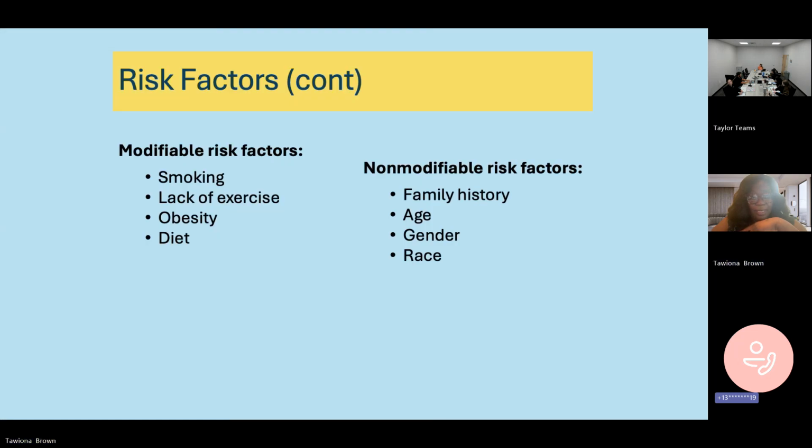And then in medicine, we go further and we block those and put them to the side as far as are they modifiable or non-modifiable. So the modifiable risk factors are the ones that we can actually give patient education on, right? So that's smoking, living a sedentary life leading into a lack of exercise and potential obesity, and then what that person is eating, so their diet. We're trying to make sure they have a pretty healthy diet to stave off the signs of a stroke or the predisposition to having a stroke. And then the non-modifiable risk factors are family history, the person's age, their gender, and their race.